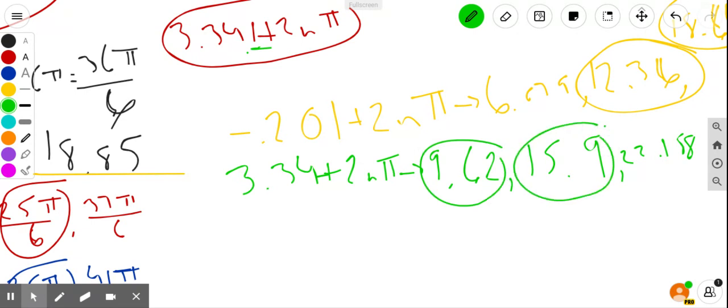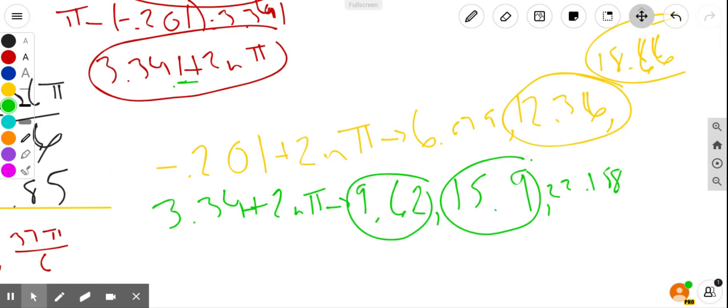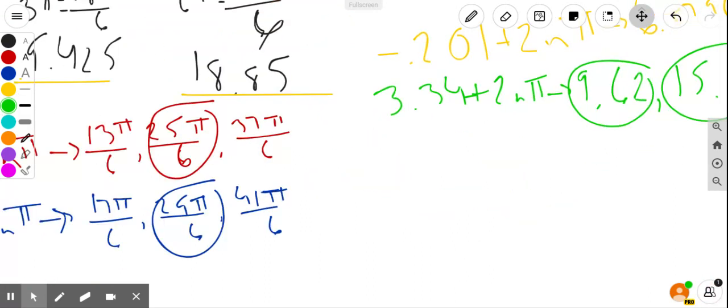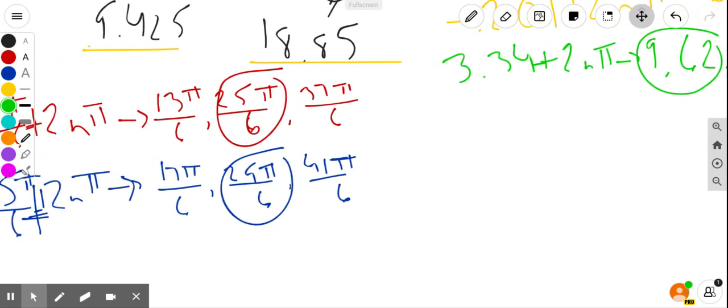Sorry, there are 6 of them. These 2 in the yellow, these 2 in the green, the 1 in the red, and the 1 in the blue.